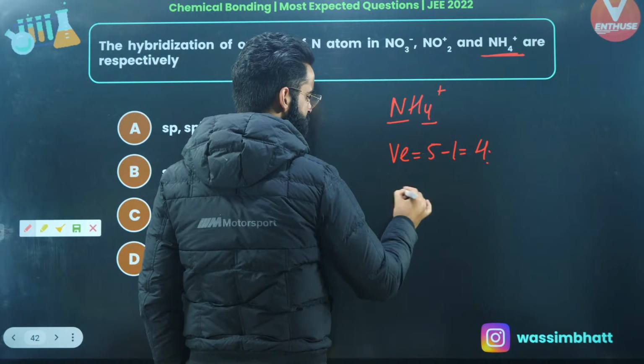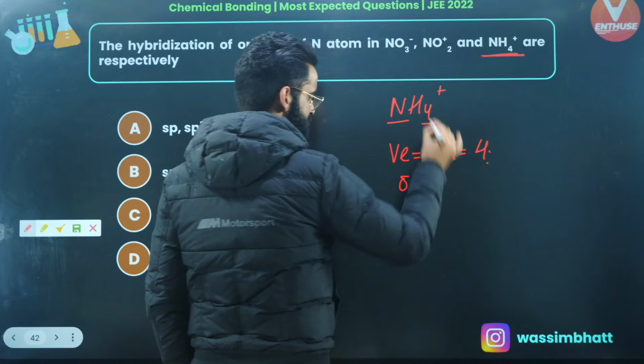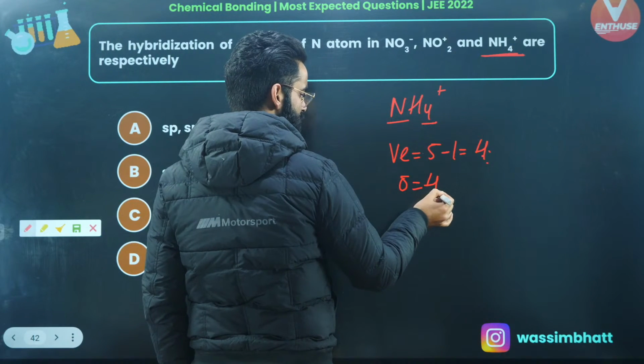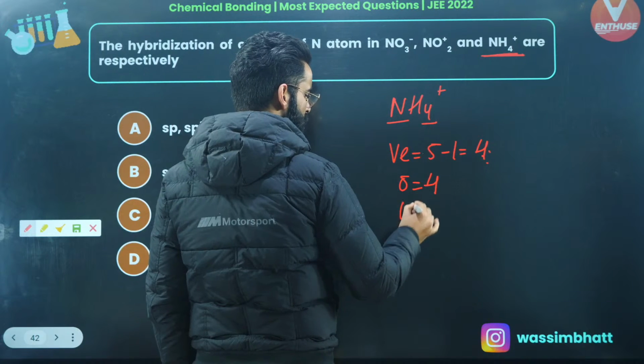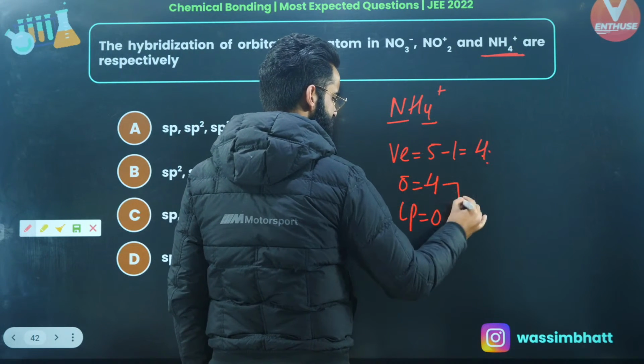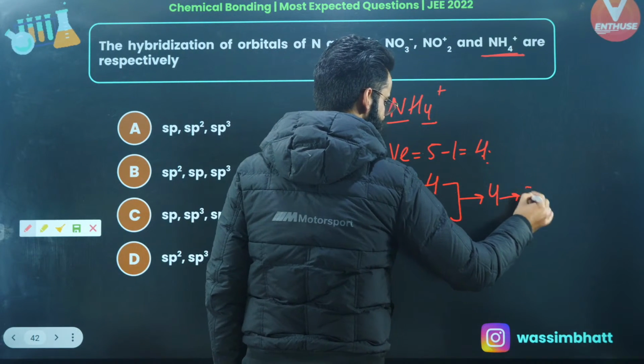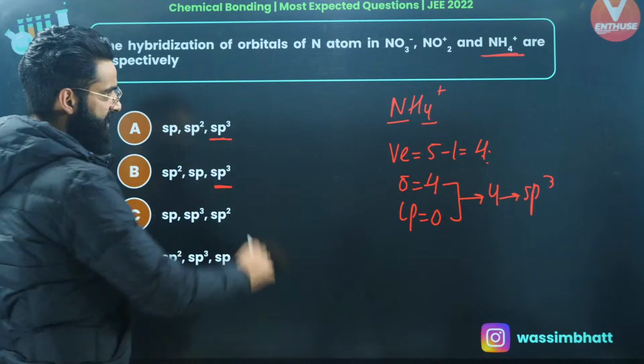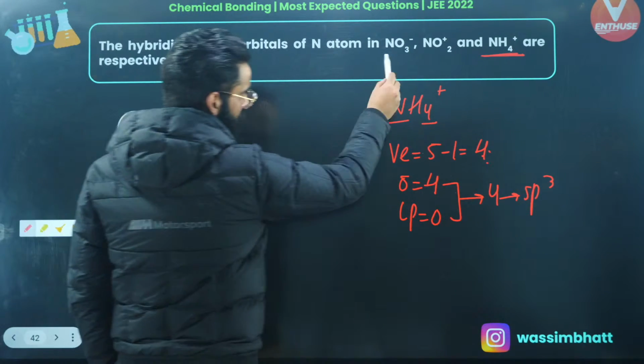How many sigma bonds? The number of terminal atoms always gives the number of sigma bonds. So all the 4 valence electrons have been used to form the 4 sigma bonds, so there will be no lone pair. If there is no lone pair, steric number 4 plus 0 comes out to be 4, so the hybridization is sp3. So in the last case, the hybridization is sp3, right?